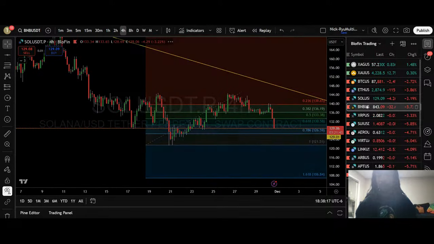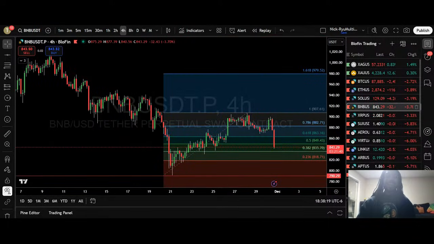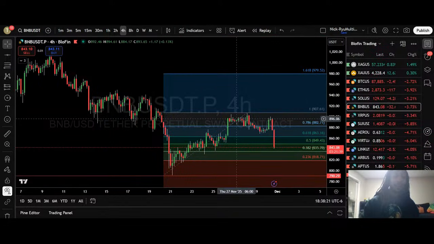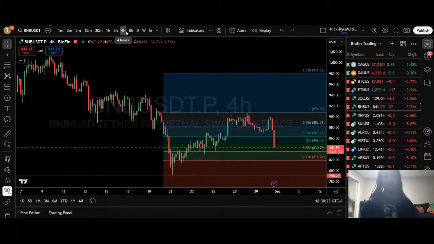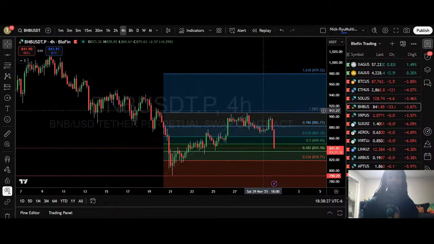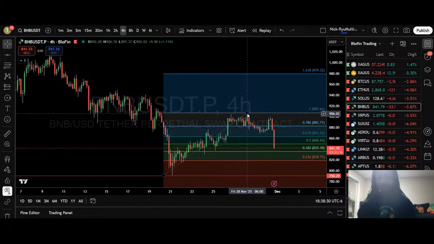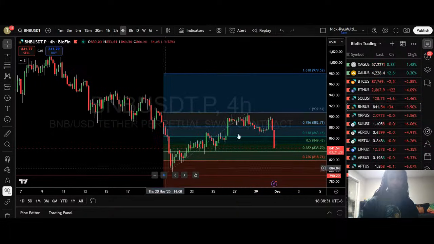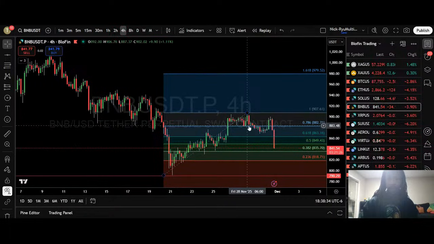Let's move on to BNB. I don't know what to tell y'all. I'm trying to help those that want to be helped, man. So BNB on the 4-hour, very similar to the same other patterns that we're seeing. We're creating lower highs, right? I went ahead and priced this here and our low here. So we held support for a minute.